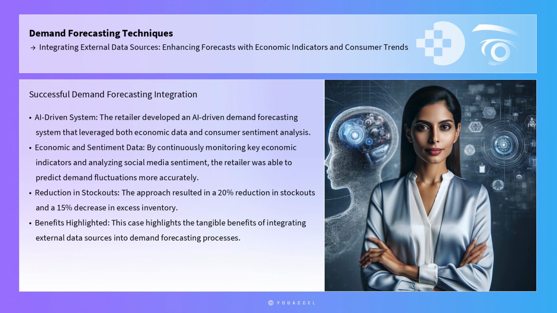A case study that exemplifies the successful integration of economic indicators and consumer trends into demand forecasting is the approach taken by a leading global retailer. This retailer developed an AI-driven demand forecasting system that leveraged both economic data and consumer sentiment analysis. By continuously monitoring key economic indicators and analyzing social media sentiment, the retailer was able to predict demand fluctuations more accurately, resulting in a 20% reduction in stockouts and a 15% decrease in excess inventory. This case highlights the tangible benefits of integrating external data sources into demand forecasting processes.